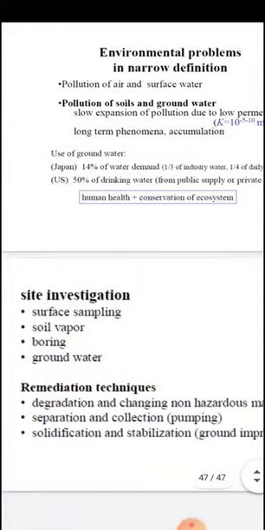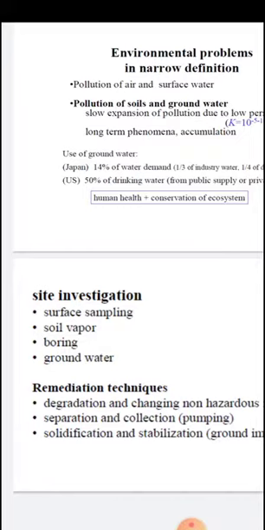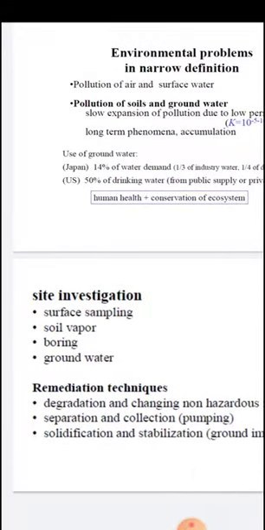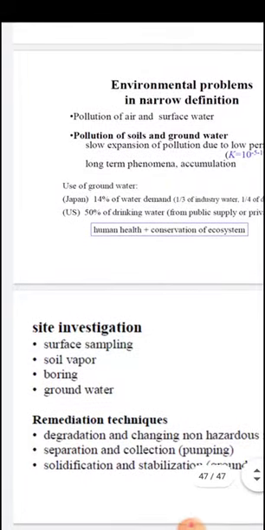And just for your information, site investigation is normally conducted by sampling soil vapors, boring, and groundwater, and some remediation techniques may include the pump and treat method. We can sometimes pump the water from the groundwater, bring it up, and then treat it, and then again recharge it into the groundwater. Sometimes we can heat the contaminated area so that the contamination may not spread, and we try to solve the issue by the natural attenuation process. So these things we will discuss in detail in our coming lectures.